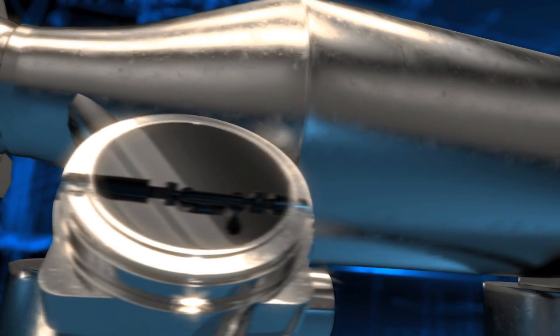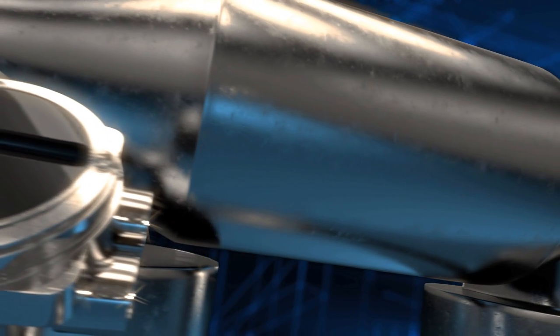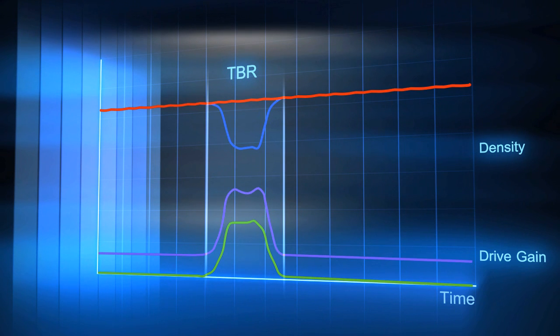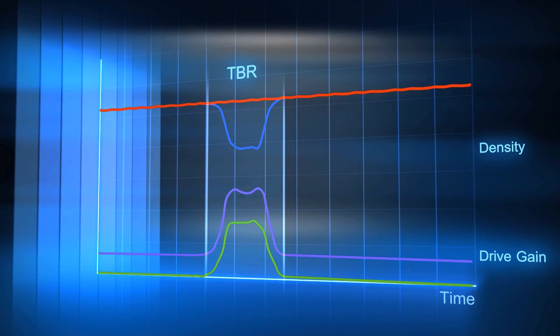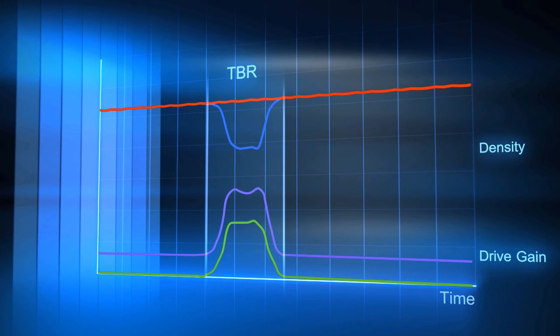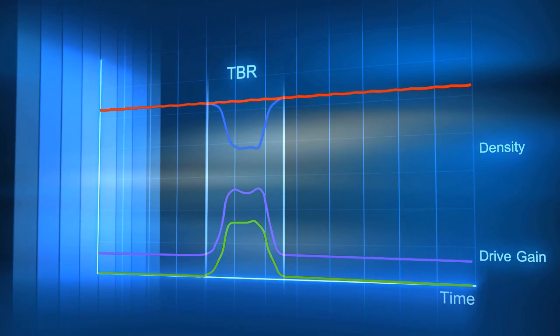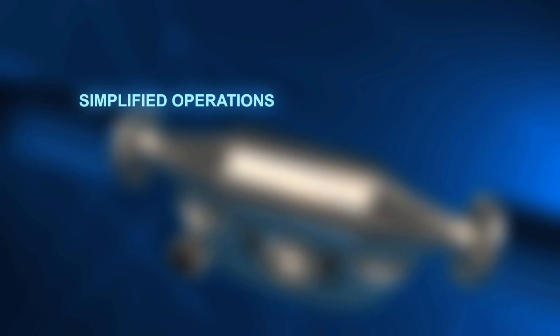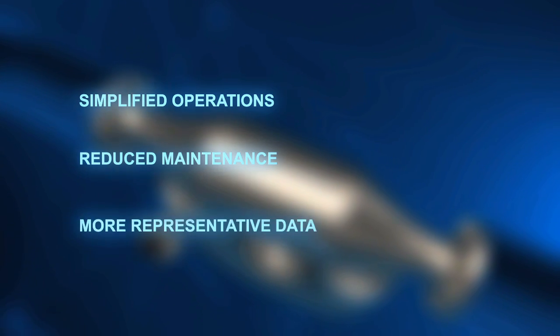In addition, micro-motion Coriolis meters have a number of advanced functions such as gas carry under detection and transient bubble remediation, or TBR. This technique prevents unintended measurement errors by utilizing previous measurements in case of gas breakout or in two-phase situations. Because of the flow rate and net oil density determination method, there's no need for water cut devices or device changeover as wells mature. This contributes to simplified operations, reduced maintenance, and more representative data.